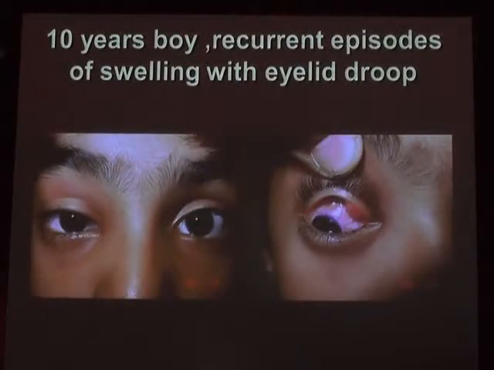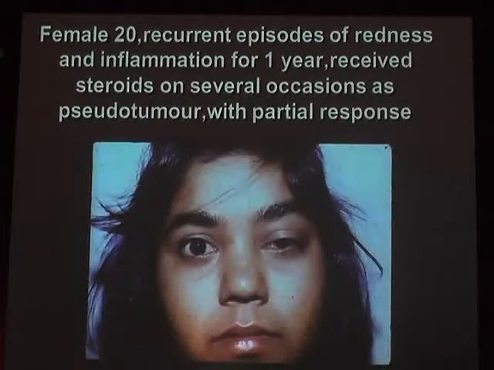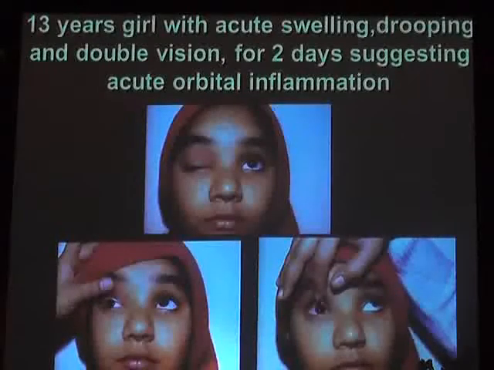This boy had recurrent episodes of swelling causing eyelid droop on each of the occasions. This female had been having recurrent episodes of redness and inflammation, was being treated as a patient of non-specific orbital inflammation, and had received steroids and had partial response on each of those occasions.